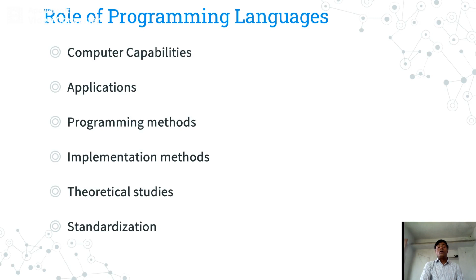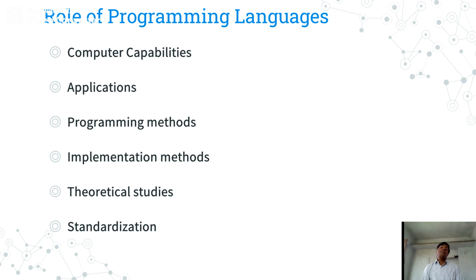So now comes what are the roles of programming languages. So definitely the different roles of programming languages are there. So first is computer capability. Because of programming languages, computer capability is also dependent. If you choose a good programming language, then the computer may perform well. If you choose some bad programming languages, earlier versions of programming language, then your computer may not perform well.